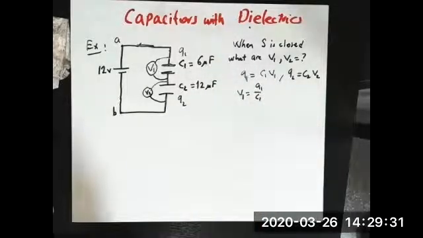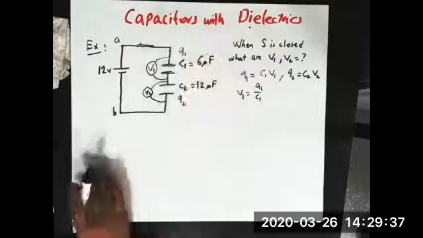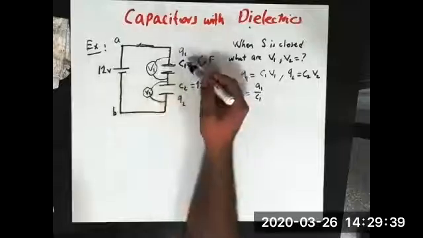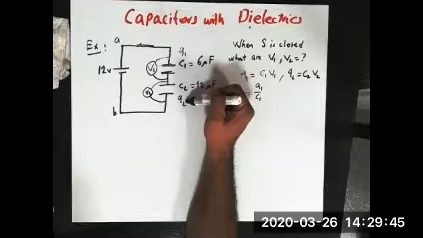Well, how can you find these charges? After all, my question is: are Q1 and Q2 different?